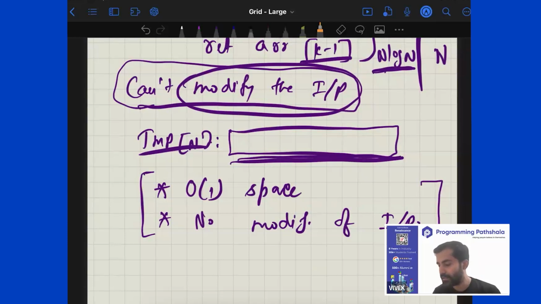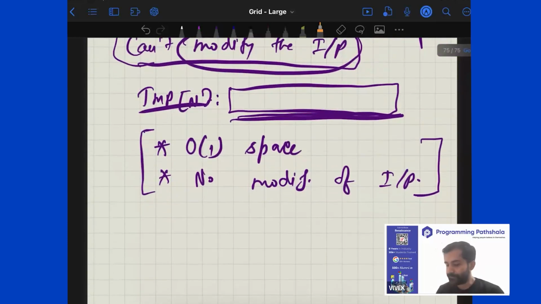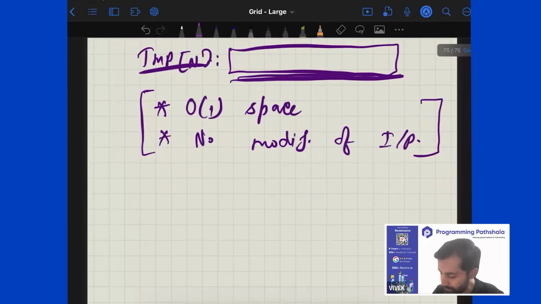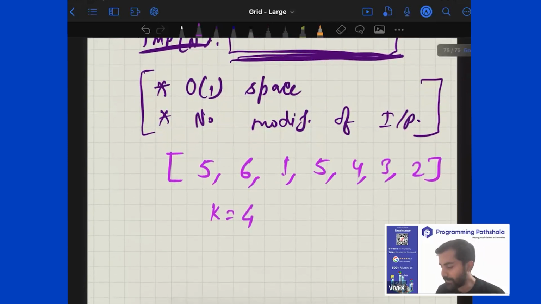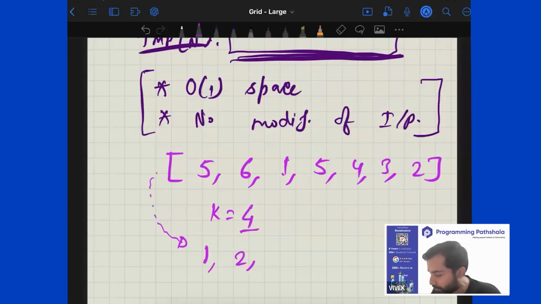So let us understand that. But you will have to hear me very carefully. Let's say you have a random array. Let's just take any random array, 5, 6, 1, 5, 4, 3, 2. And let's say the value of k is 4. What is the fourth smallest element? So if somebody writes this array in sorted form, it would be 1, followed by 2, followed by 3, 4, 5, 5, and 6.